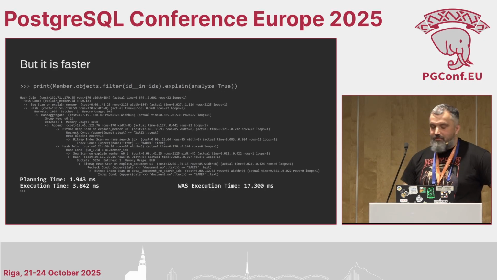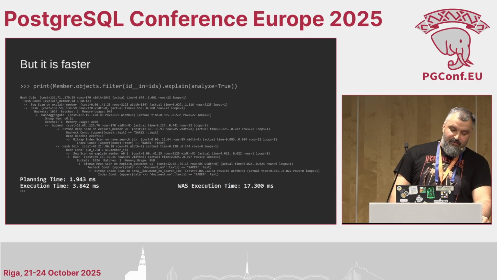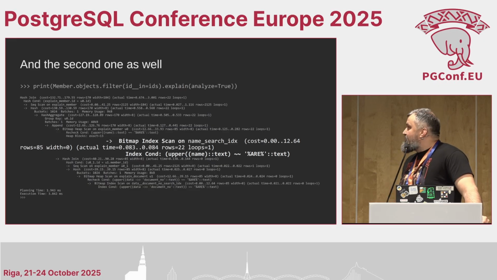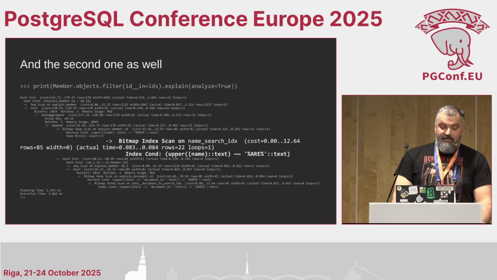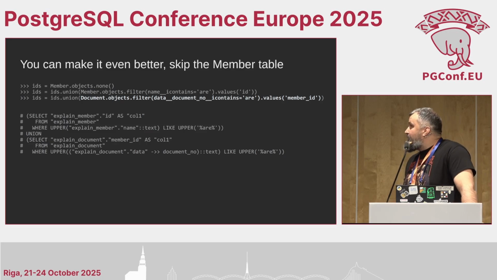But if you look closer, first the execution time improved 4 or 5 times, so that's good. Not perfect, but good. It actually is using the index on the document JSON. It's also using the second index on the name, which is great. And yeah, it's just that the query is ugly. And there are further improvements.